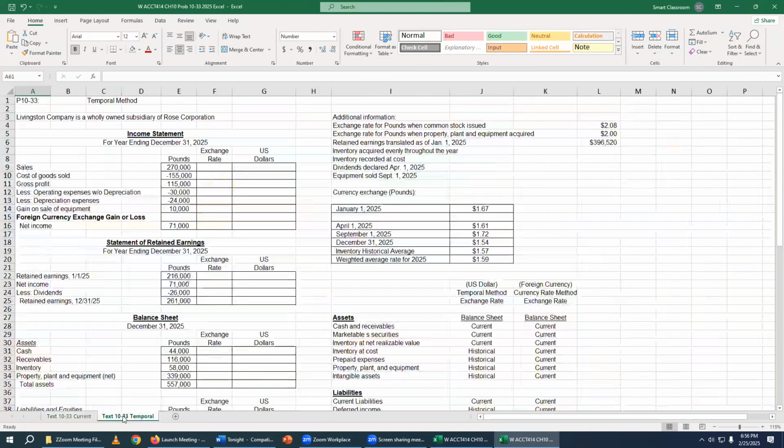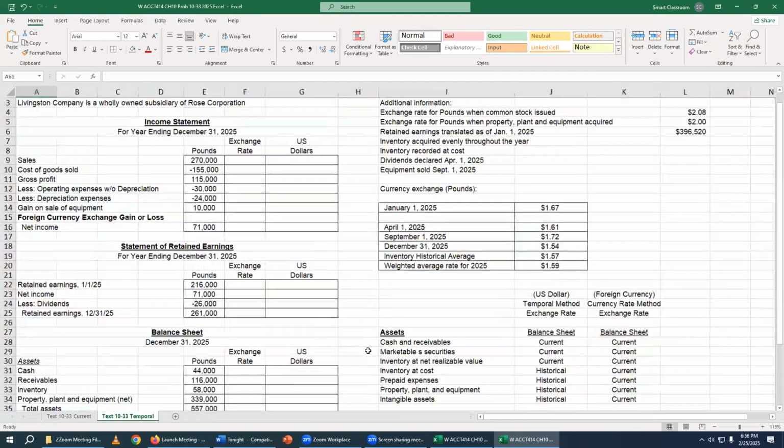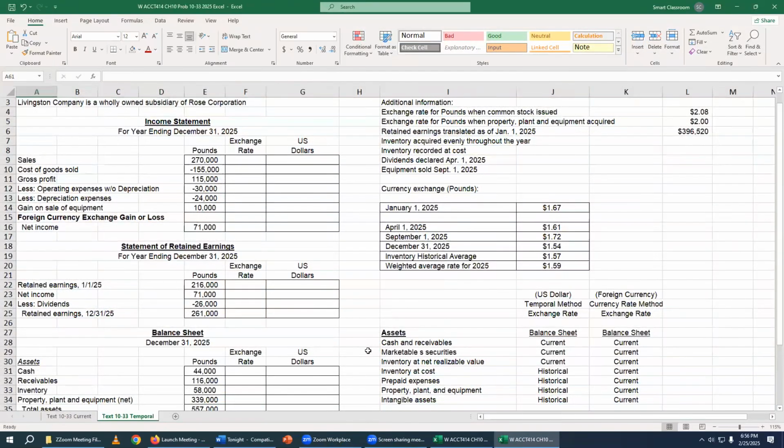Okay. Let's go to the temporal method. What time is it? Do you guys want to take a break before you do this one? Or do you just want to push through?